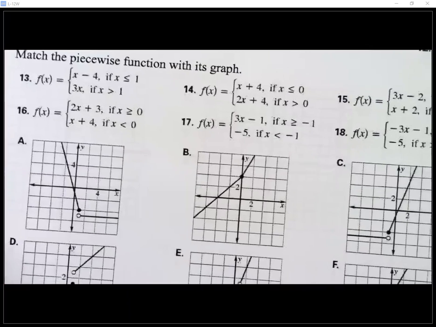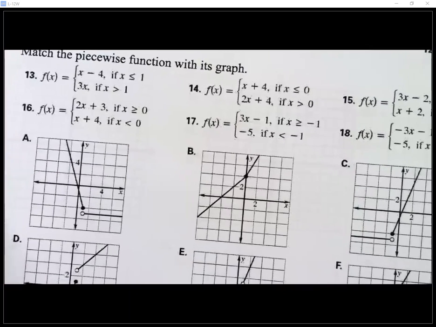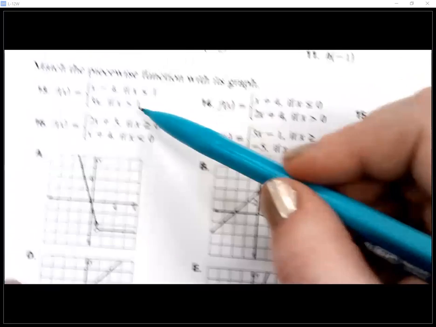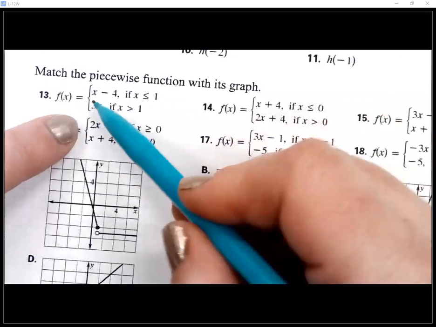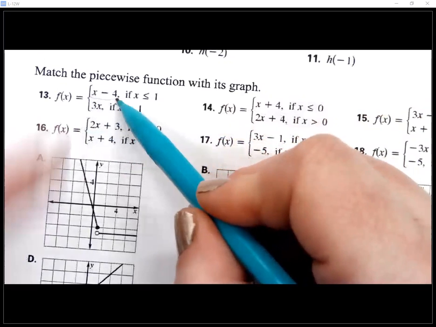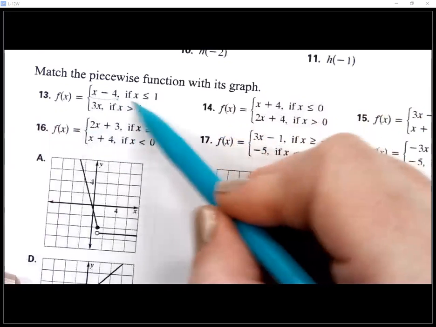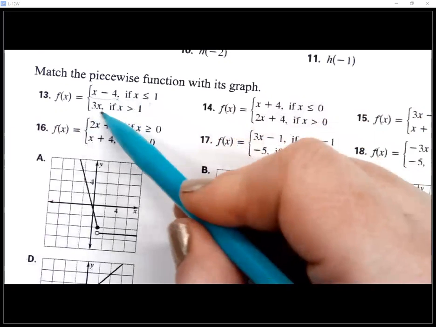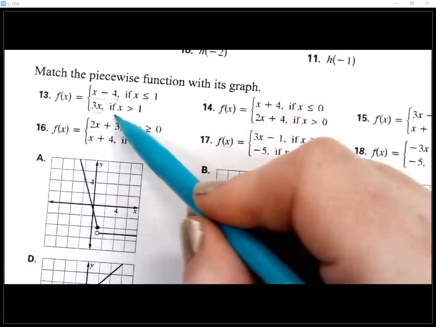So I showed you a picture of a couple of piecewise functions. Here's some more. What we want to look at now is, what do they look like when you go to write that function down? So take a look at number 13, for example. This is telling you the function is going to follow this line, x minus 4, if x is less than or equal to 1. And then it tells me it's going to follow this other line, 3x, if x is greater than 1.